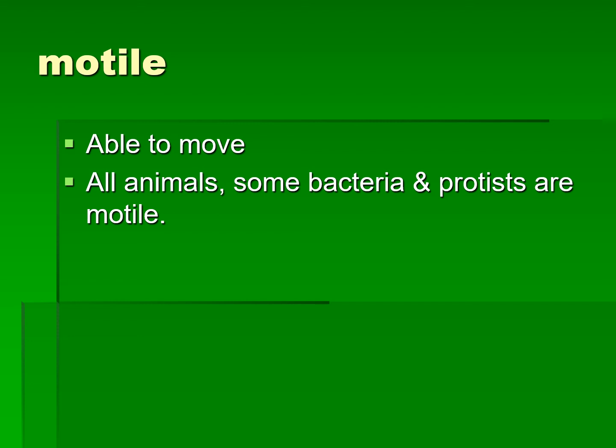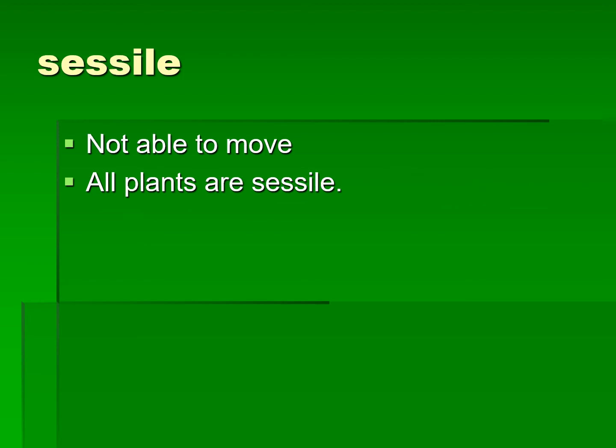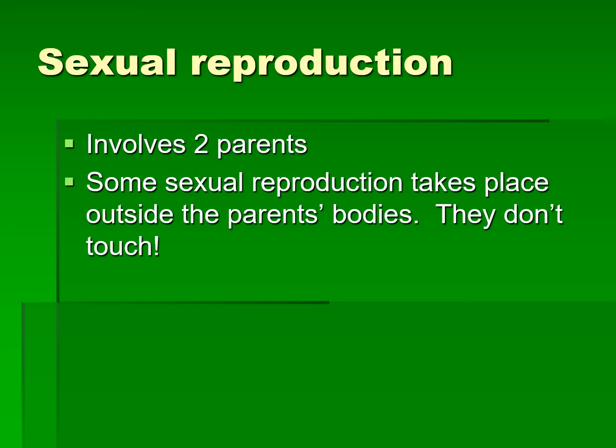Motile means that they're able to move, right? So these animals are able to move around. Animals, bacteria, and protists are able to move in some capacity. Plants are not motile. Sessile means not able to move, so all plants are sessile.